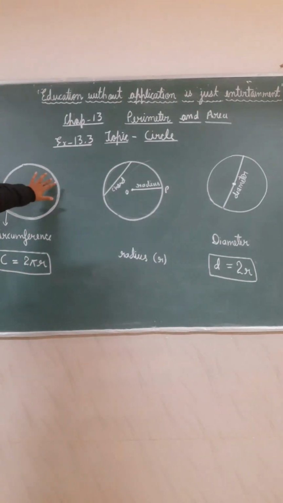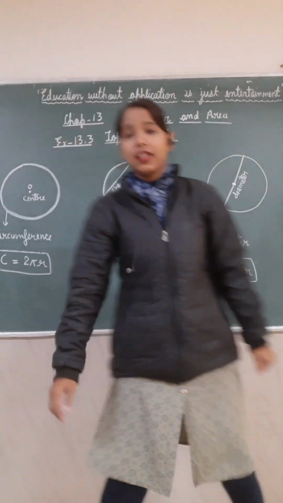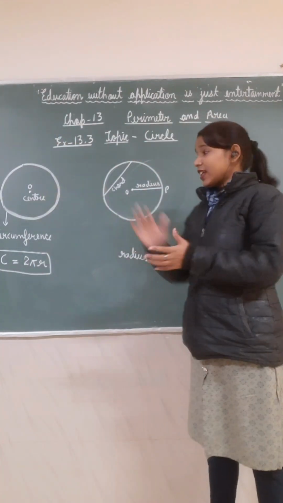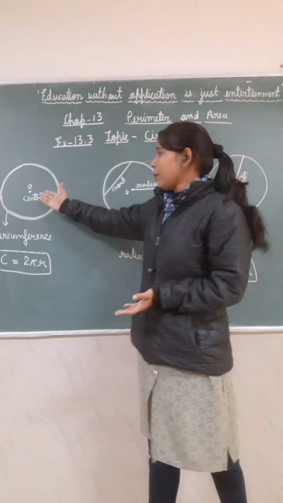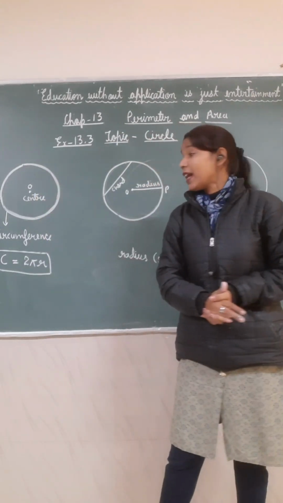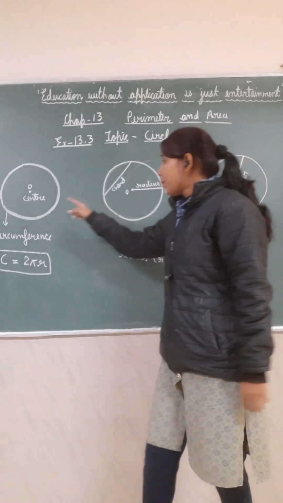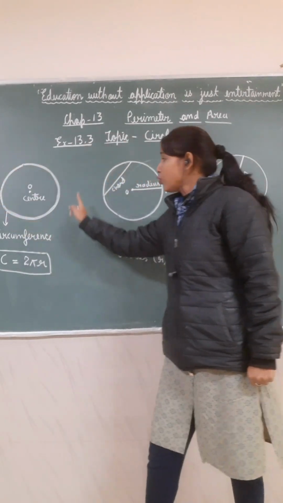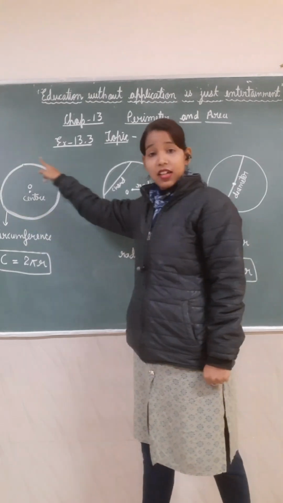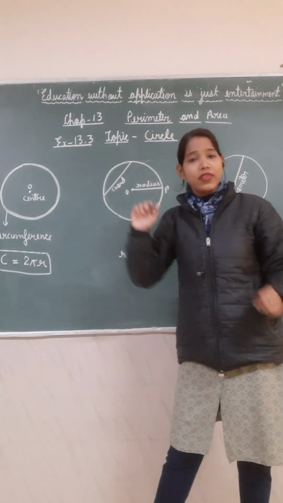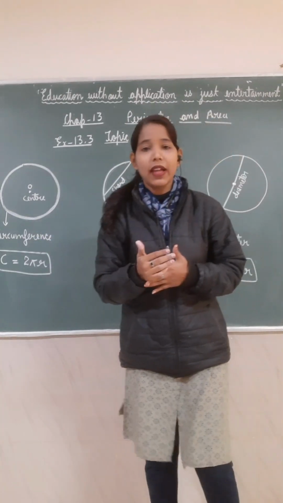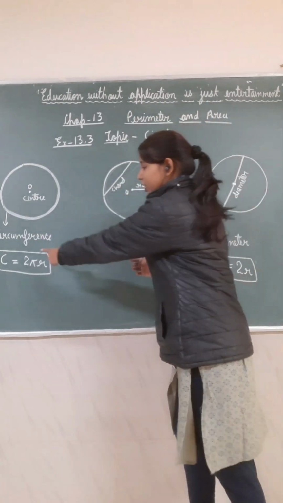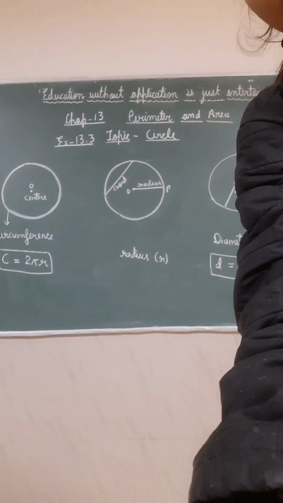What is a circle? This is a circle, right? The fixed point of the circle is called the center, and it is represented by any capital letter. Here I am representing the center by O. And the boundary of the circle, the arc, is called the circumference of the circle. It is denoted by the capital letter C.